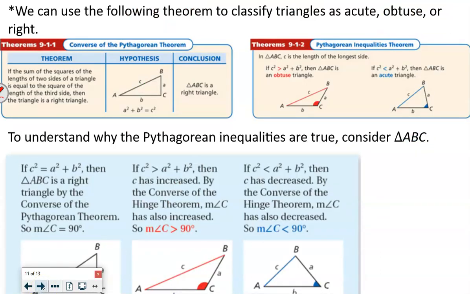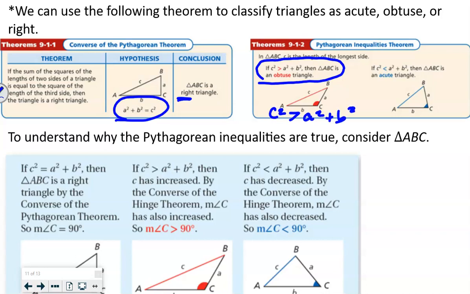All right, so our last concept here is that we can follow the theorem to classify triangles as acute, obtuse, or right. So obviously when A squared plus B squared equals C squared, that's when it's a right triangle. However, if we compare C squared to A squared plus B squared, and it's greater than, then it's going to be an obtuse triangle. If it's less than, then this is going to be an acute triangle.